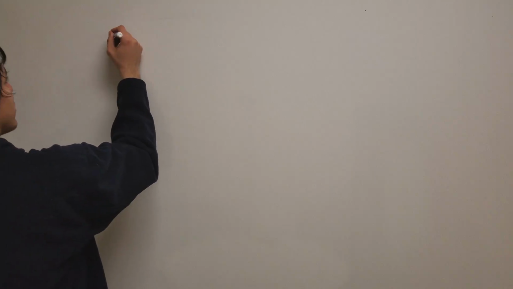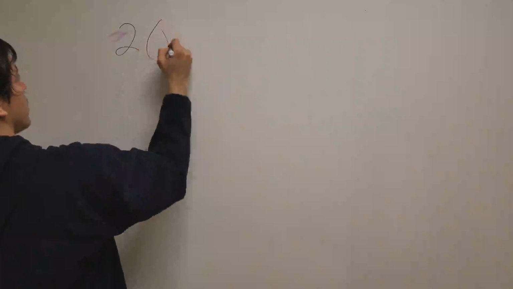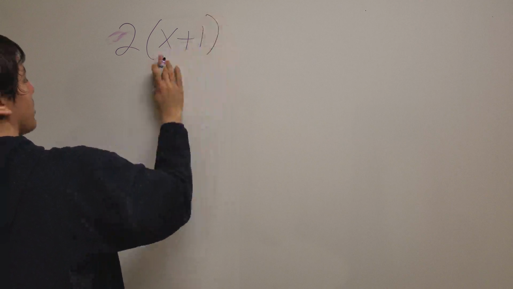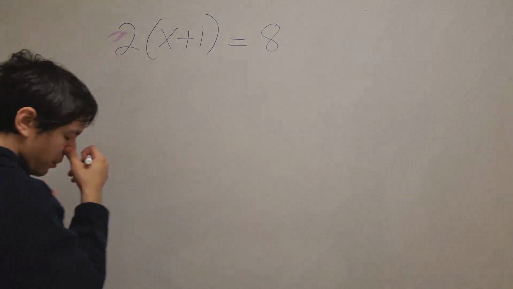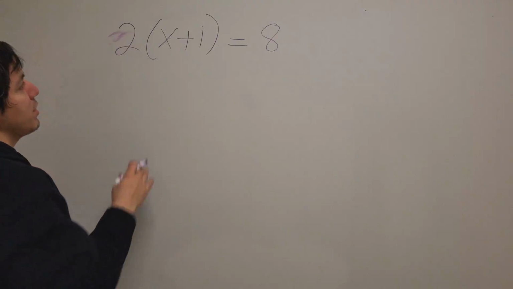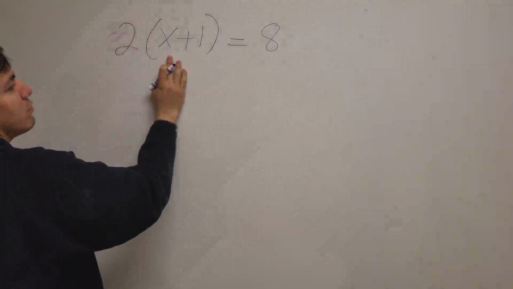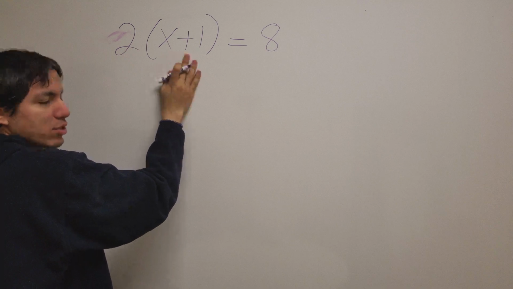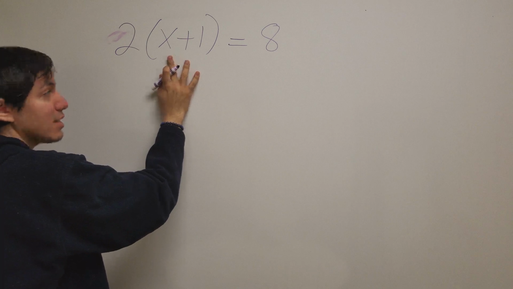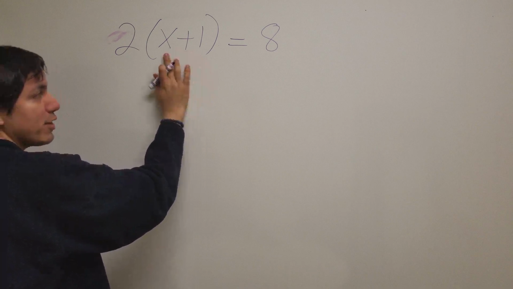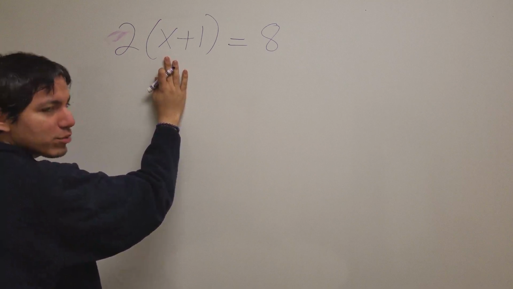I'm talking about a situation like this. Let's say we have 2 times (x plus 1), and it's equal to 8. So what happens here? What happens is first off we check, can we combine like terms inside the parentheses first? And the answer to that question is no, because x and 1 are two different terms. This is a variable and this is not. So it's like combining a shirt with a house. You can't combine those two.